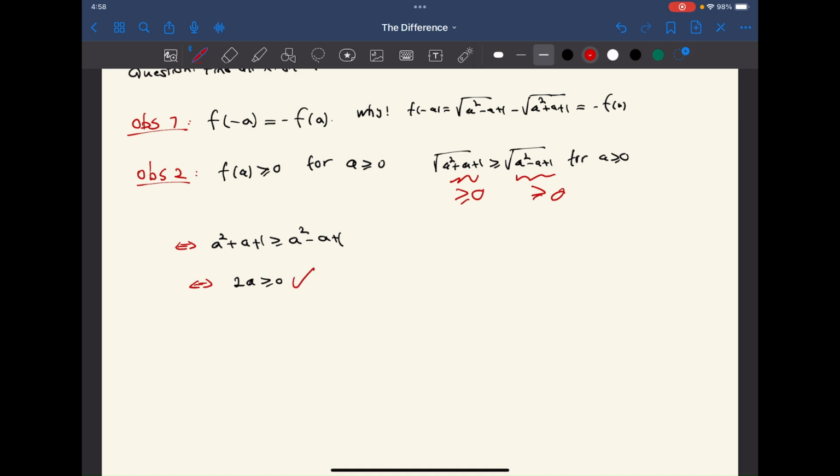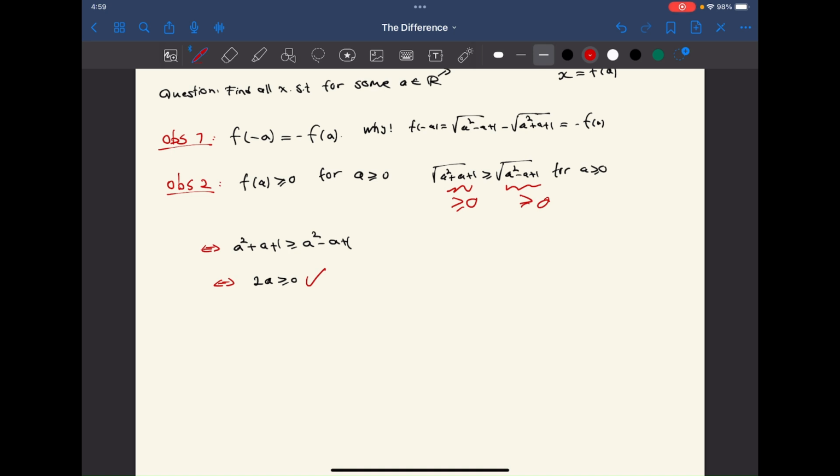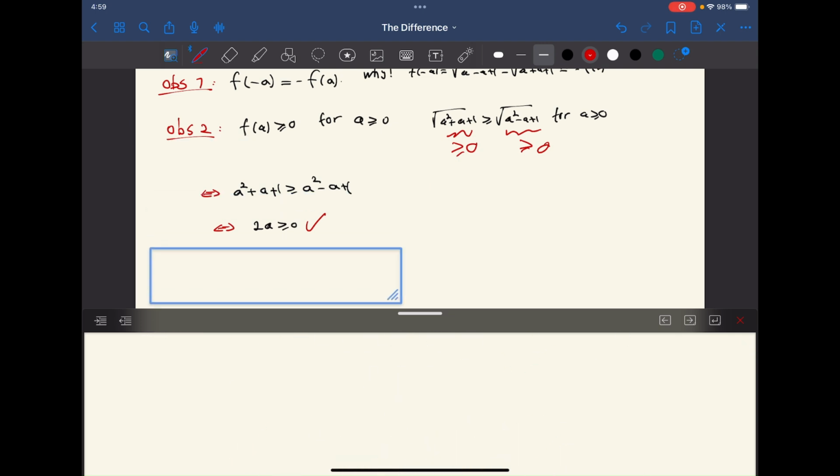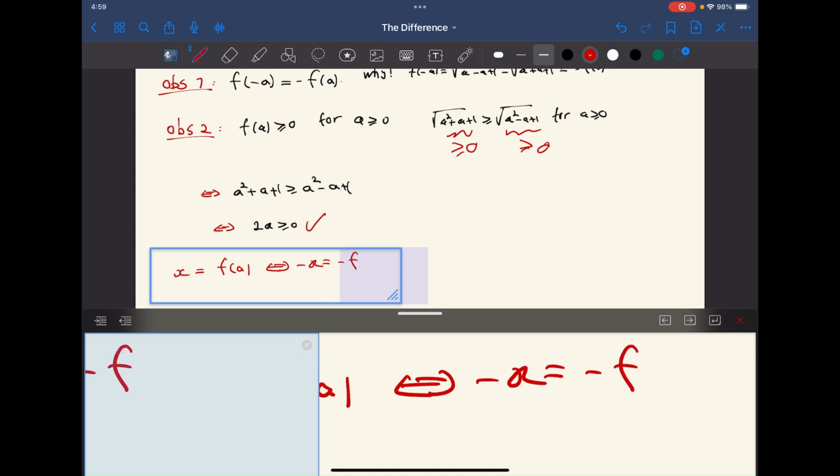And notice that the reason I mentioned here that we have non-negativity under the square root is just something to note, because otherwise we would be working with complex numbers and none of these would make any sense, right? Okay, so we have these two observations, and from these two observations, I'm going to conclude that x is f of a if and only if minus x is f of minus a, right?